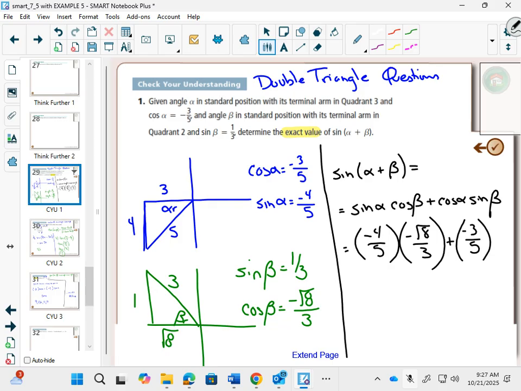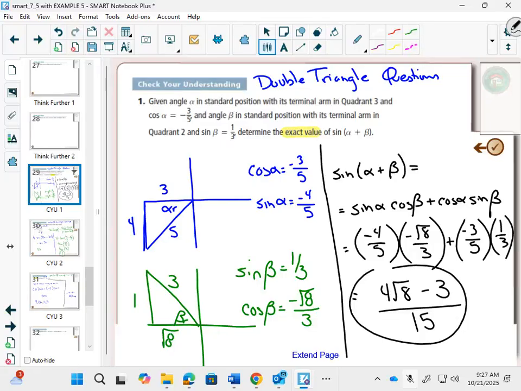Negative 3/5, because you know all of cos alpha and you know all of sine beta is 1/3. Then what do we have here? Well, we're going to have a common denominator of 15 for both of them. And how do you multiply? This is going to be 4√8 minus 3 all over the square root of 15. And you can leave square root of 8, or you can reduce that to 2√2. That's up to you. This would be fine as a final answer.